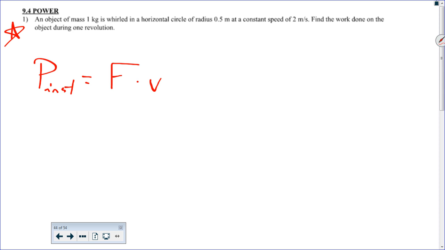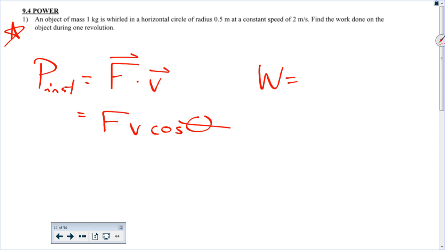It's in the notes, yes? We talked about the fact that technically speaking, it's a dot product. So if you want to calculate that, it's force times velocity times the cosine of the angle between those two things. Remember, this all stems from the fact that work is force times displacement as a dot product.